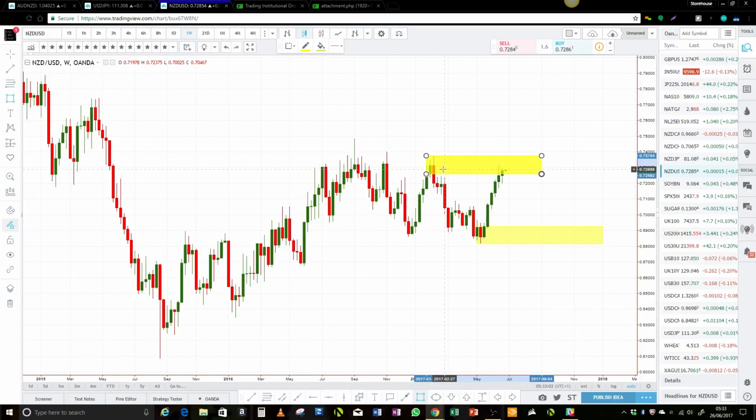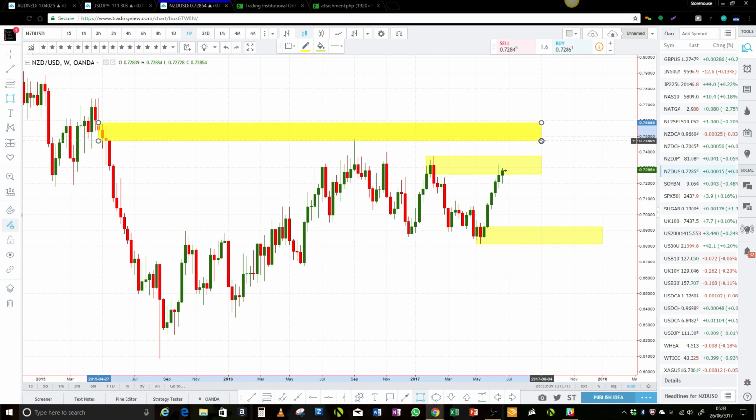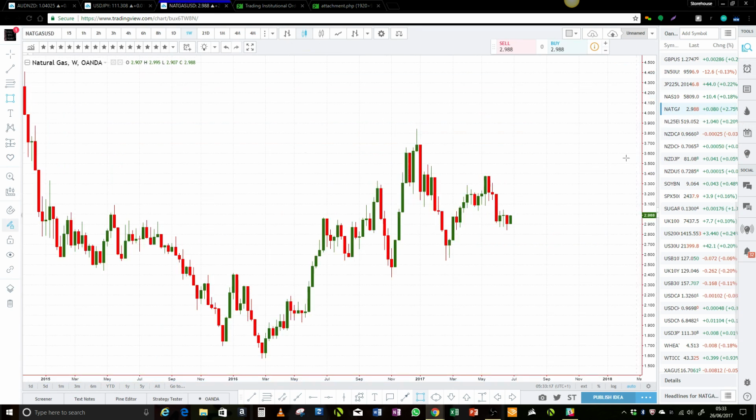These are the levels up in here. We're still at this level. We have some up here as well, which I think, oh, looks like that one's been tested. So the next area would be above there. And natural gas, why not? Supply and demand is the same for whatever market we trade, right? So that's that one. Those are the two levels on the weekly chart we're looking at.